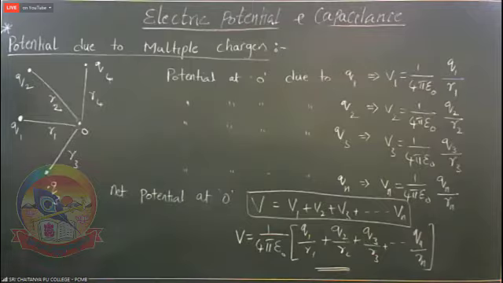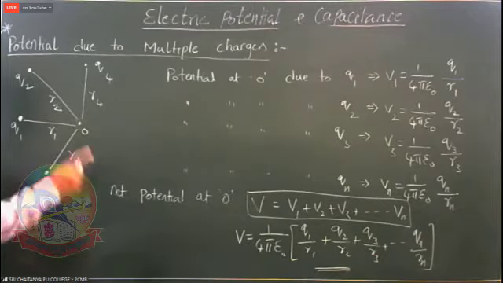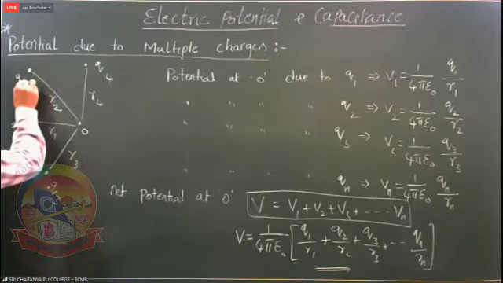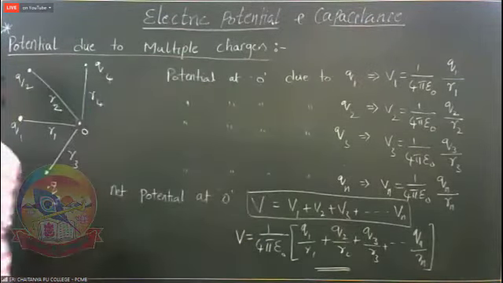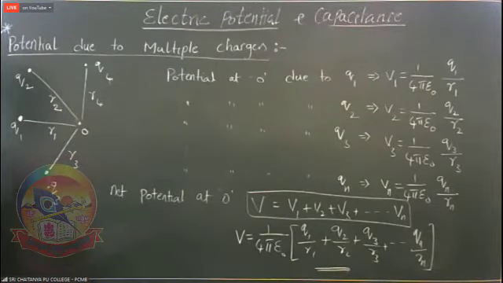One thing to remember: whenever you are taking net potential, if a charge is negative, take it with negative sign; if a charge is positive, take it positive. Just take their algebraic sum, or scalar sum, just like adding numbers. You add them and you get the net potential. There is no need of direction because potential is a scalar. Come on, note down.